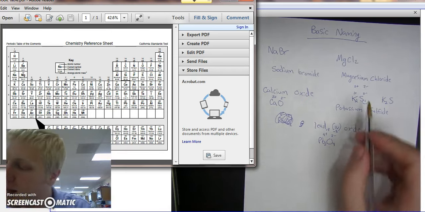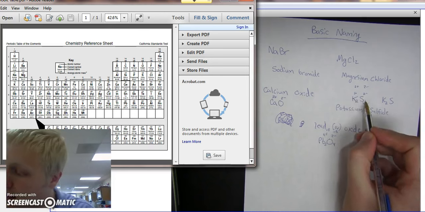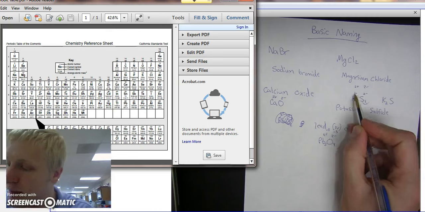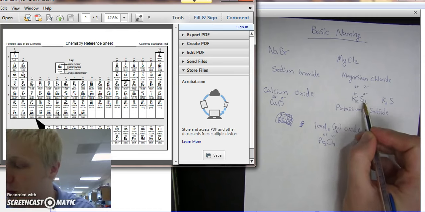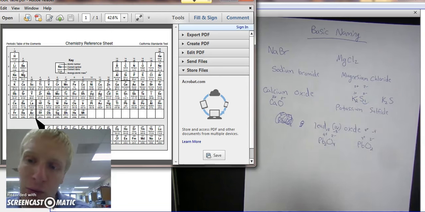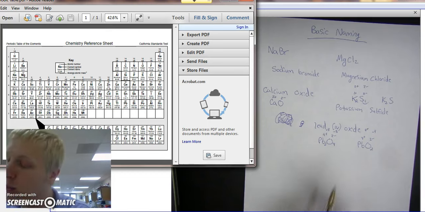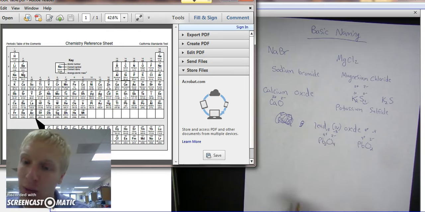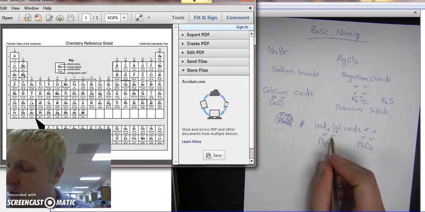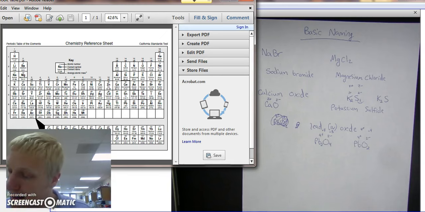Recapping, the crisscross rule means that the charges will go into the opposite subscript. Like the potassium charge will go into the subscript of the sulfur, and the sulfur charge into the subscript of the potassium. This works for most situations, maybe 80 to 85% of the time. You do have some exceptions where the crisscross rule does not work. If both charges are even, it will not work, and you have to do a little math puzzle to figure out how many of this charge will fit into this number. And that is the basic rule.